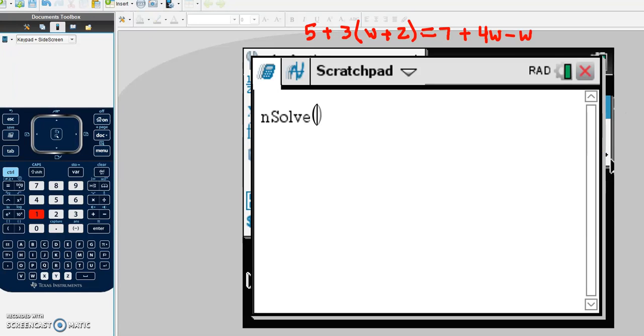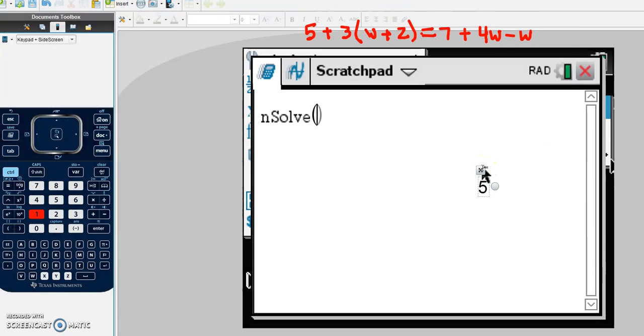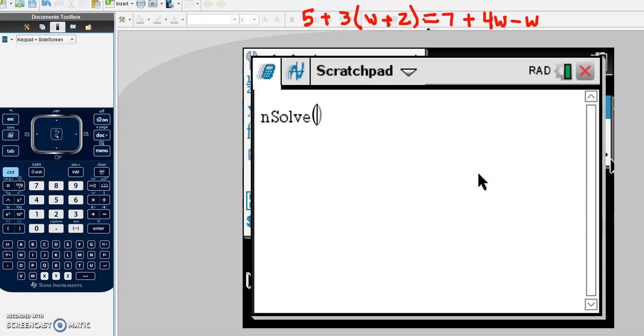Sorry, let's try that again. Here we go. Let's see if we can do it. Nope. Oh, I see what's happening. Okay, hang on just a second. Okay, let's try this again. 5 plus 3 parentheses w plus 2, close my parentheses, equals 7 plus 4w minus w. And then my variable is w, so it'll be a comma w.